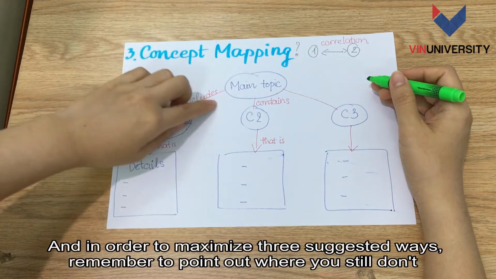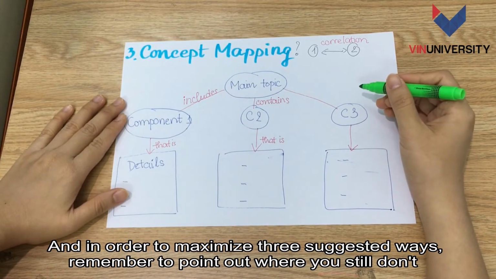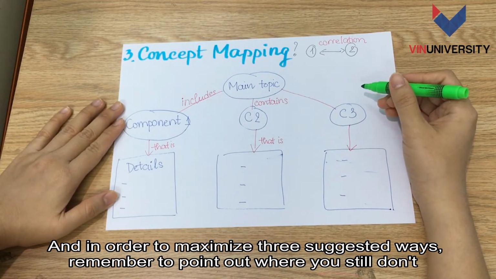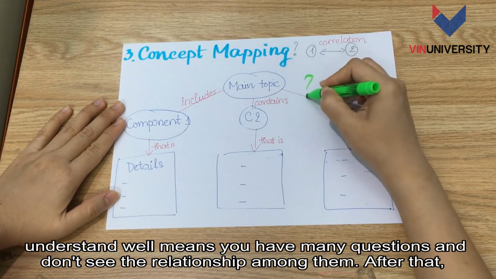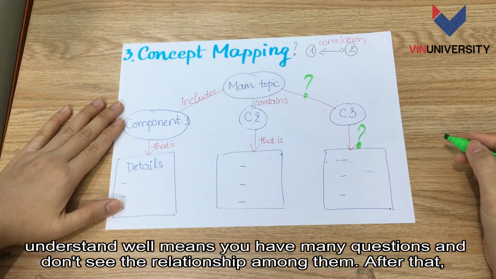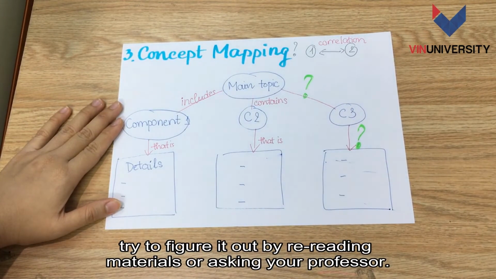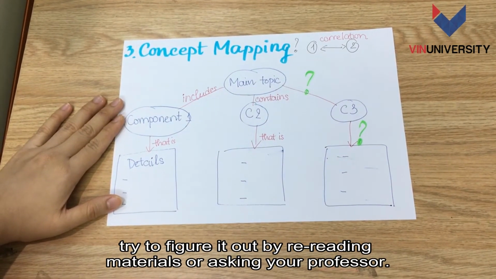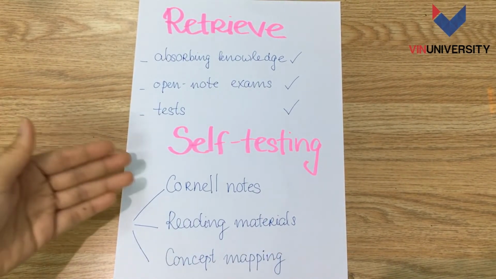And in order to maximize these 3 suggested ways, remember to point out where you still don't understand well, meaning you have many questions and don't see the relationship among them. After that, try to filter it out by rereading materials or asking your professor.